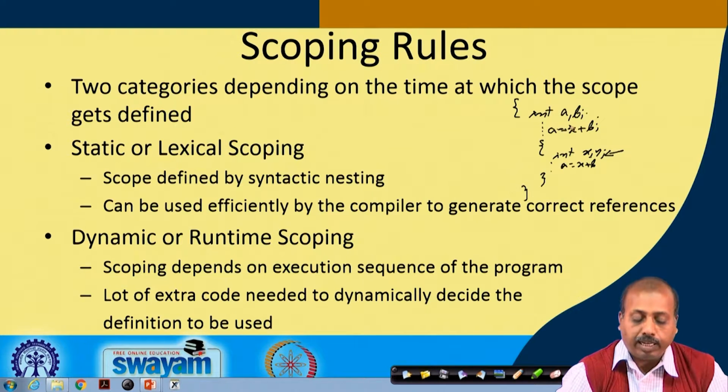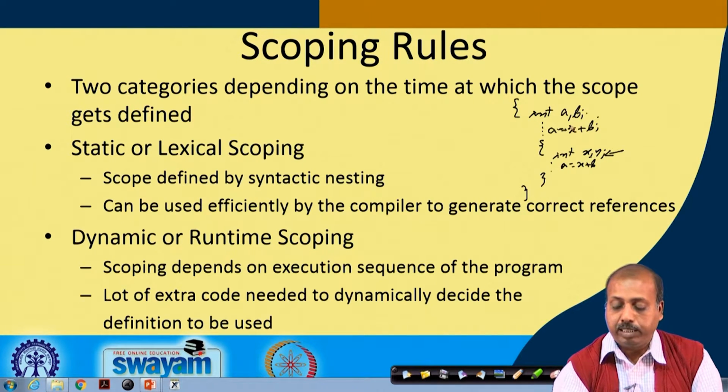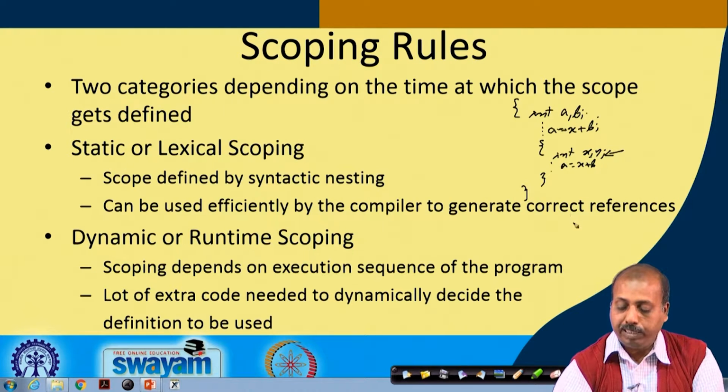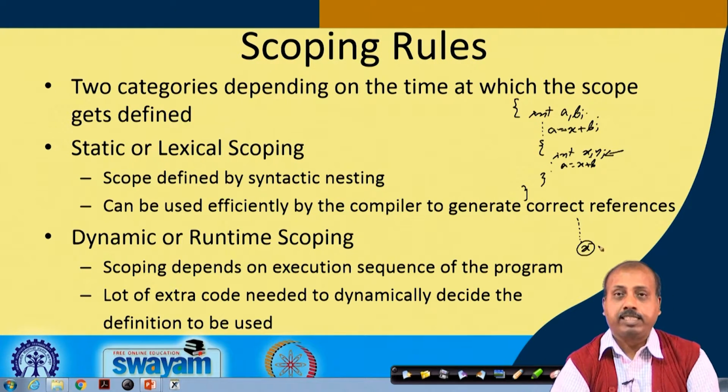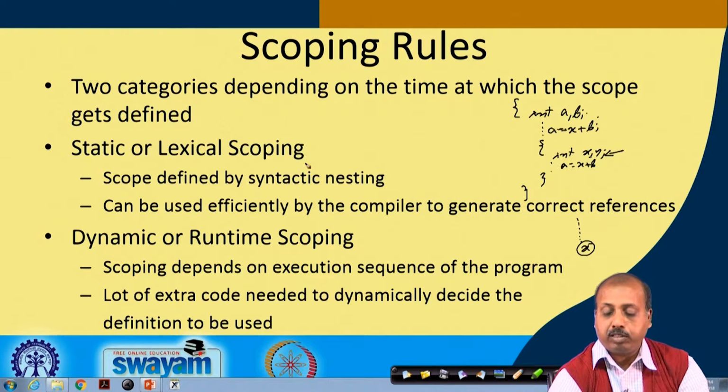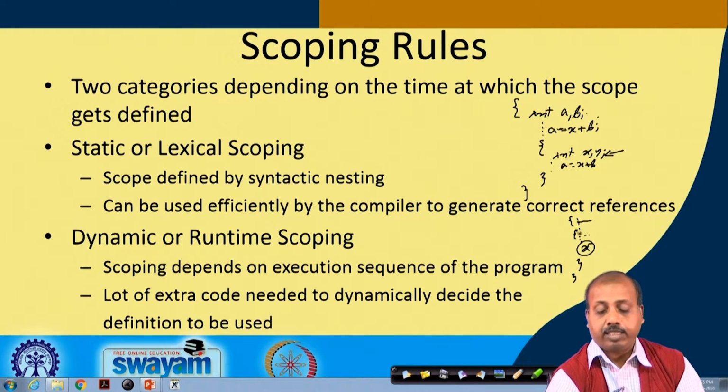Then we have dynamic or runtime scoping. Here the scoping depends on the execution sequence of the program. Naturally, a lot of extra code is needed to dynamically decide the definition to be used. Basically, in this case it depends on how we have reached a particular point. Previously, if this is a program and at this point I have a reference to a variable x, then with static or lexical scoping I just need to check the blocks. If I do not find x defined in this block, I need to look into the surrounding block for x. That way it can find the x variable.